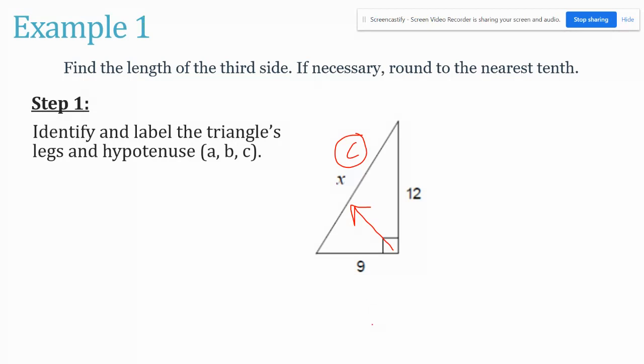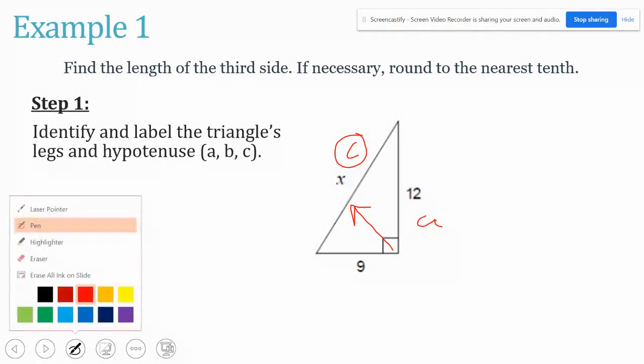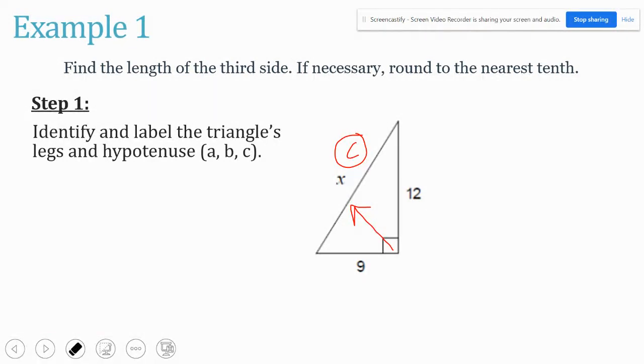Now, like we said before, it doesn't matter which one's A and which one's B, because addition is commutative, so the order of those doesn't matter. So I'm going to just call this one A. Let me just make it look pretty. We're going to call this A. We're going to call this one B. Remember, it doesn't matter. You can say that the 9 is A and the 12 is B, but either way, it's not going to matter as long as X is our hypotenuse here, C.